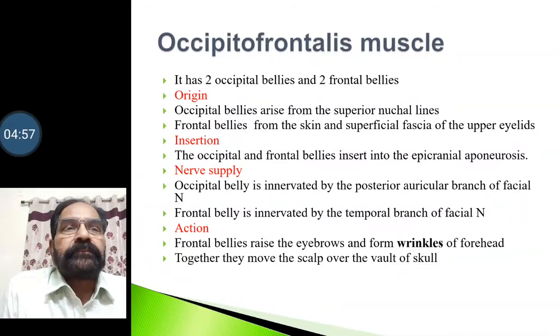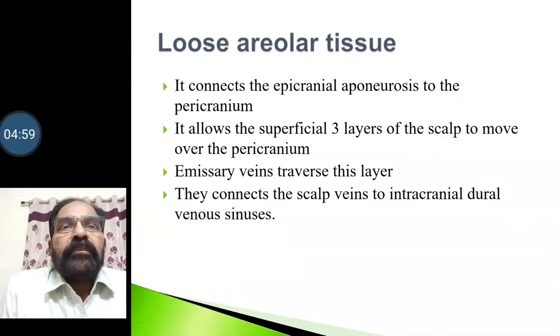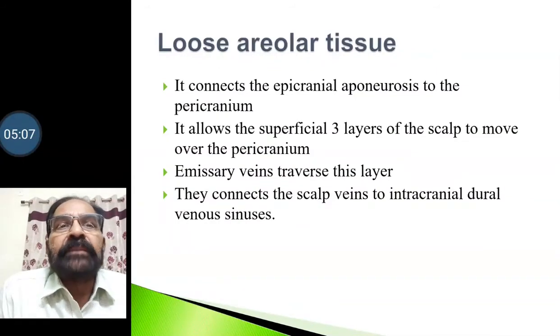Then coming to loose irregular tissue, that is the fourth layer. This layer connects the epicranial aponeurosis to the pericranium. It allows the superficial 3 layers of the scalp to move over the pericranium, the 5th layer. Emissary veins travel in this layer. These emissary veins connect the scalp veins, that is extracranial veins, with intracranial dural venous sinuses.